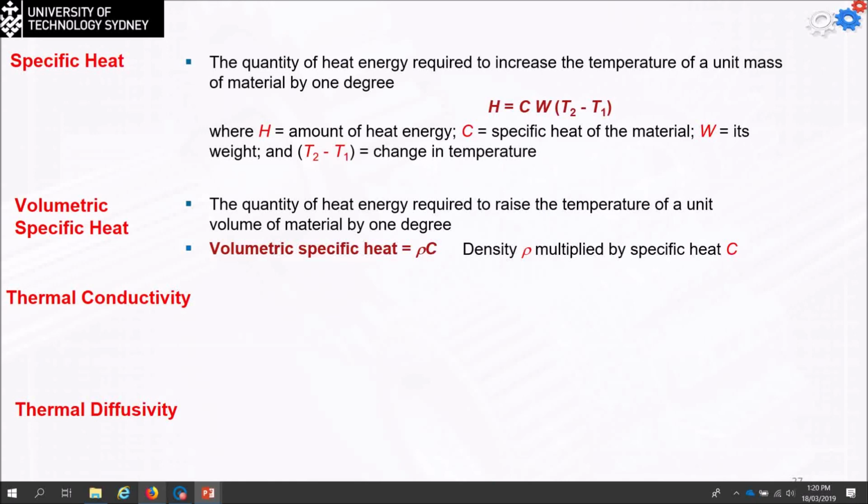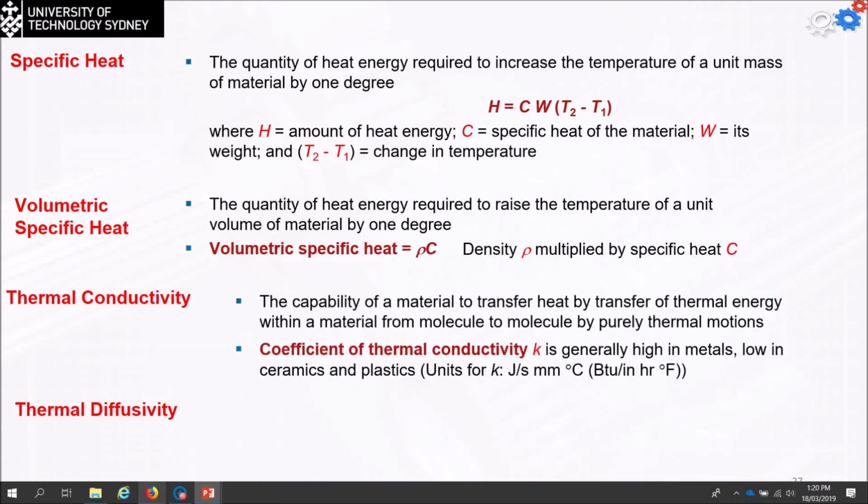The thermal conductivity is the capability of the material to transfer heat by transferring thermal energy within the material from molecule to molecule by purely thermal motions. And to determine what the thermal conductivity value is, we have to use the term coefficient of thermal conductivity, K.